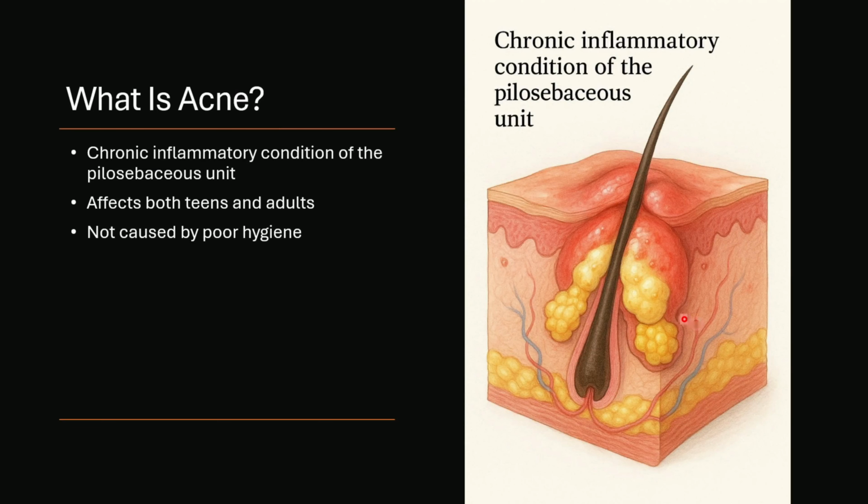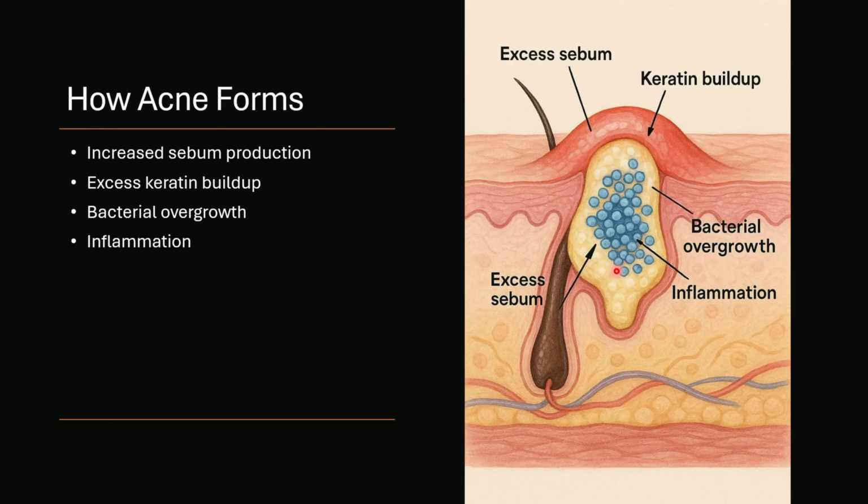In this video I'm going to talk about acne. So, what is acne? Acne is a chronic inflammatory condition of the pilosebaceous unit. We can see here the pilosebaceous unit with the glands, and this part is what is commonly called a comedone. This one is an open comedone. It affects both teens and adults, and is not caused by poor hygiene. Usually this one is pus, and when we have pus, that means we have an overgrown bacteria that leads to the formation of pus.